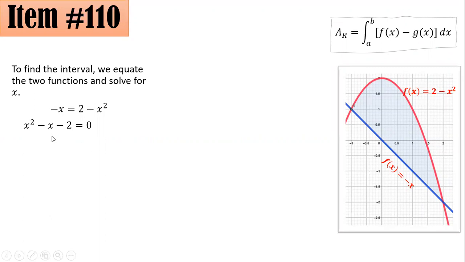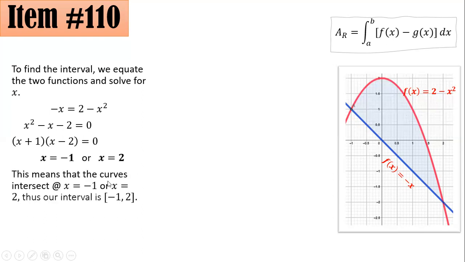Okay lang po. Then, factoring this gives you x plus 1 times the quantity x minus 2 equals 0. By the zero property of multiplication, we will equate each factor to 0. This gives us x equals -1 or x equals 2. That's why kita po natin dito at x equals -1, nag-intersect sila. At x equals 2, nag-intersect din po sila dito. And this means that the curves intersect at x equals -1 or x equals 2. Thus, the area of interest dito po lies on the closed interval -1, 2.